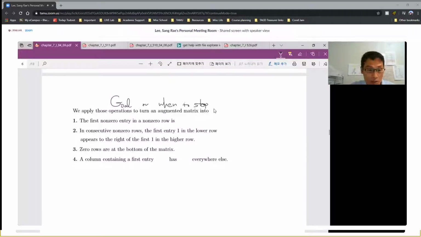So let me write the terminology. People call this reduced row echelon form. Well, echelon looks like this. That's why we call this row echelon form in the result. But anyway, in short, this is called RREF.